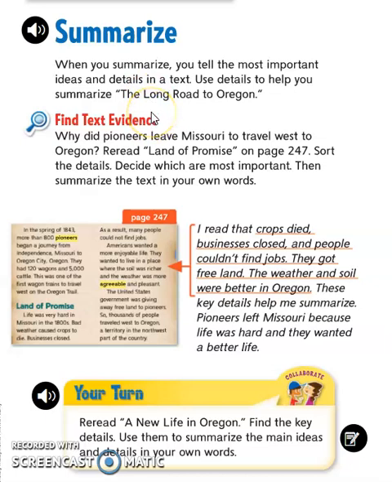Okay, so you're talking about what happened in the beginning, what happened in the middle, and what happened in the end. What are the most important things if you're summarizing the whole story? Here they're talking about summarizing just a section of it. And it says that I read that the crops died, businesses closed, and people couldn't find jobs. They got free land, the weather and soil were better in Oregon. So these details that were part of this story help you to summarize. It says, why did the pioneers leave Missouri? The pioneers left Missouri because life was hard and they wanted a better life. So to summarize is to tell the most important details of it.